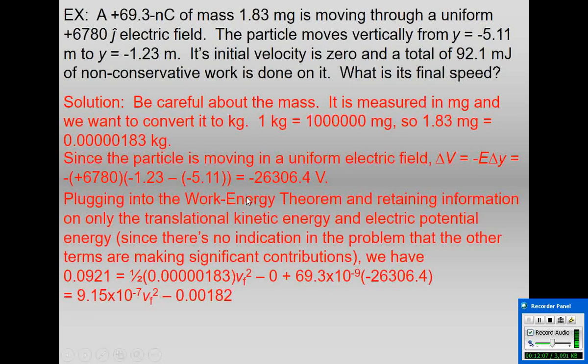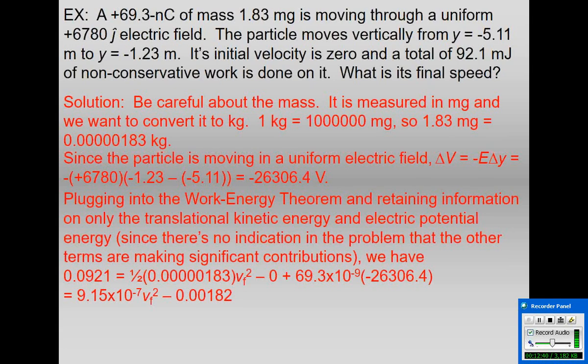We're going to plug that into the work energy theorem. And we're going to ignore the gravitational effect because the mass is so small. We get that the work done by the non-conservative forces, 92.1 millijoules, is equivalent to 0.0921 joules. And then we have the change in kinetic energy, 1/2 m v final squared minus 1/2 m v initial squared, although we're told that v initial is 0.